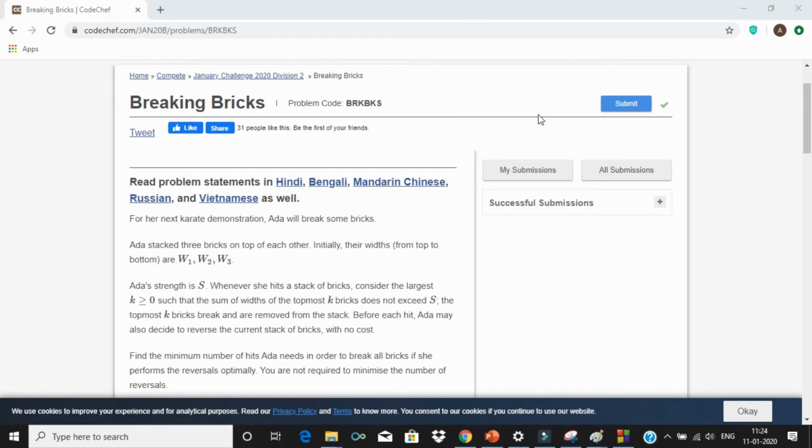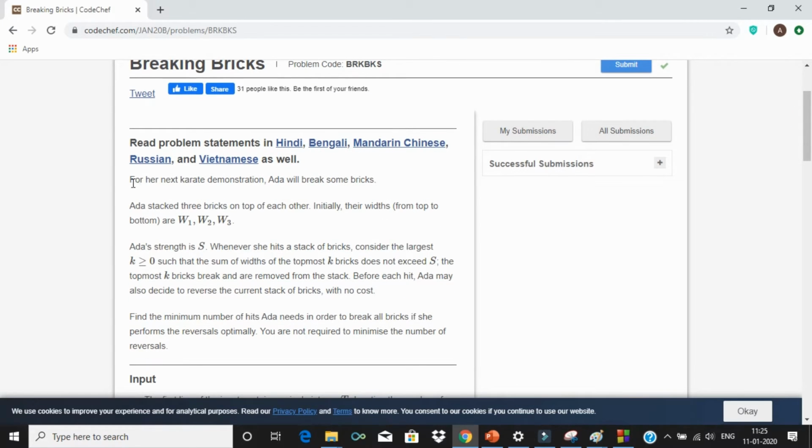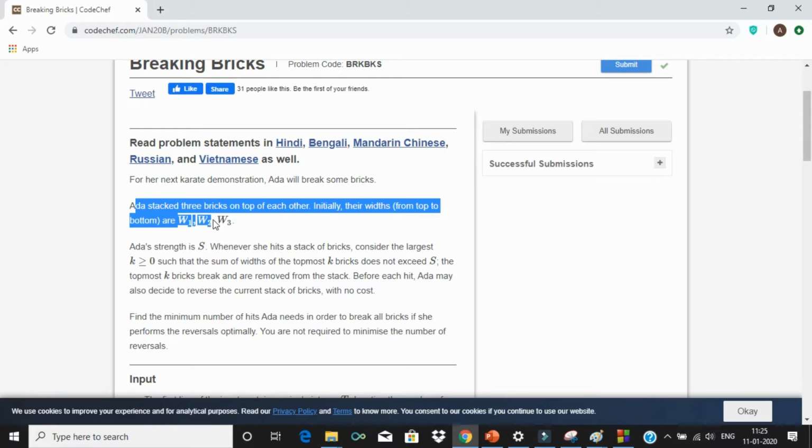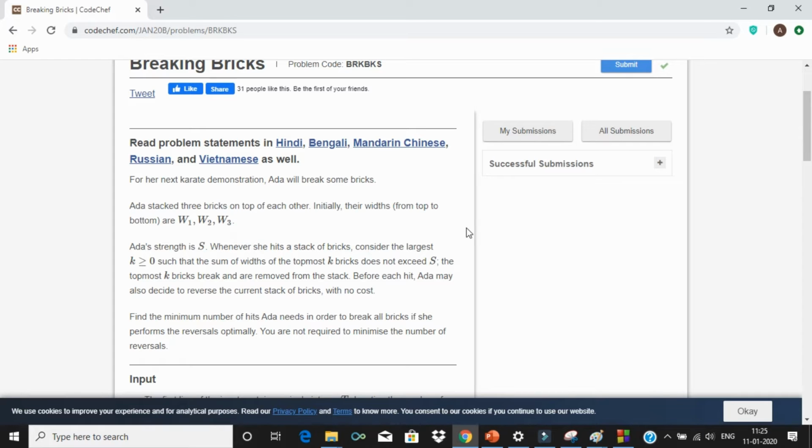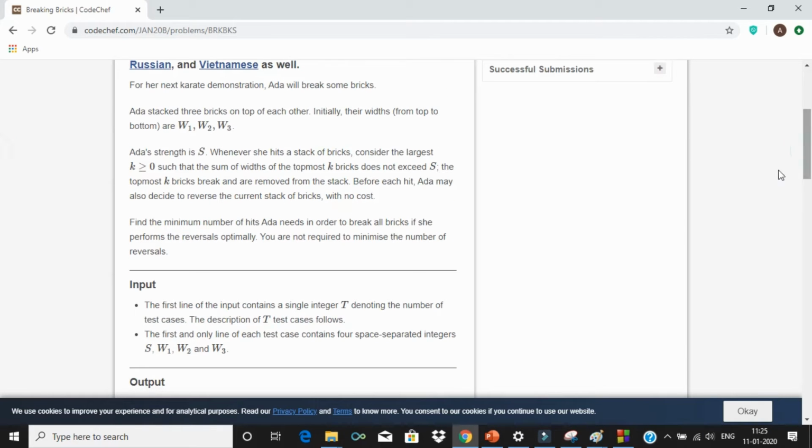In this video, we will be discussing the breaking bricks question from January Long Challenge 2020. So let's first of all start by reading the question. The question says, for her next karate demonstration, Ada will break some bricks. Ada stacked 3 bricks on top of each other. Initially, their widths, from top to bottom, are W1, W2, and W3. Now Ada's strength is capital S, where she hits a stack of bricks.